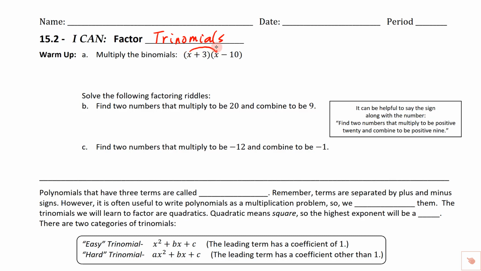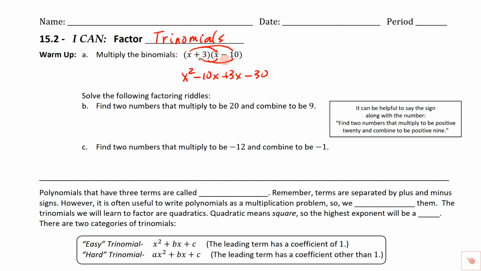So the x is going to get multiplied with the x and with a negative 10. So we're going to do x times x, that's x squared. Then we're going to do x times negative 10, so that's going to be negative 10x. Then we're going to take this positive 3, and it gets multiplied with each one of those. Be careful that you drag that sign along with it. So it's a positive 3 times a positive x. That's going to be plus 3x. And then a positive 3 times a negative 10, that's going to be negative 30.